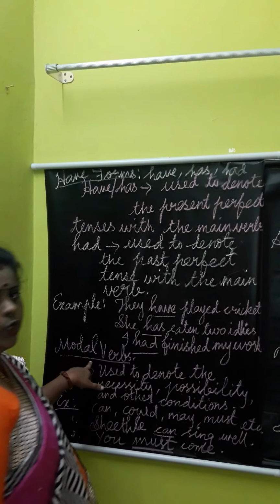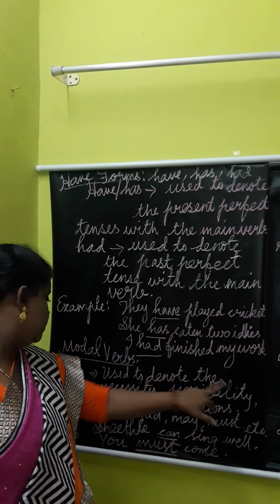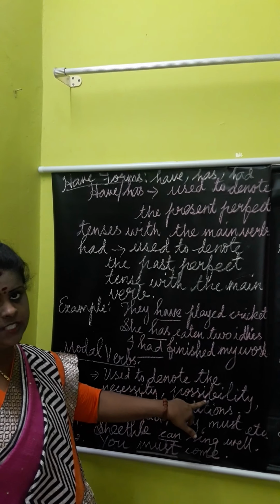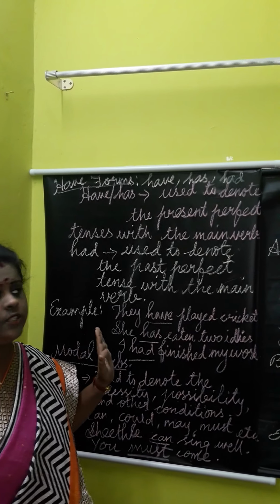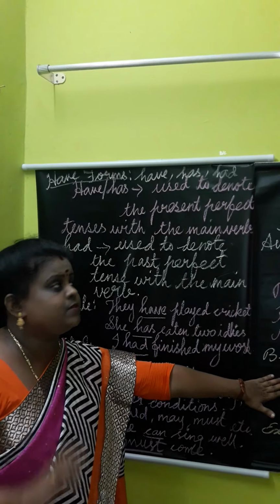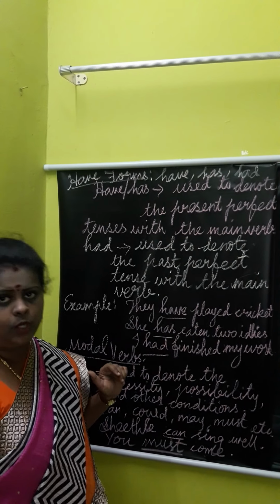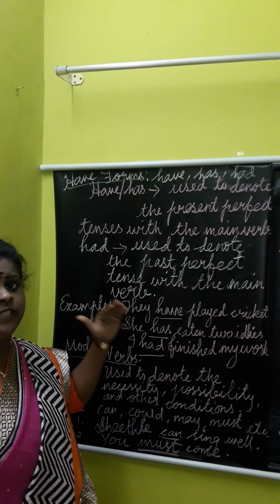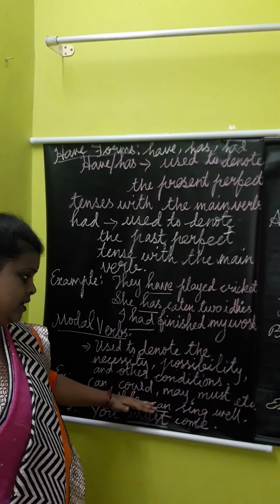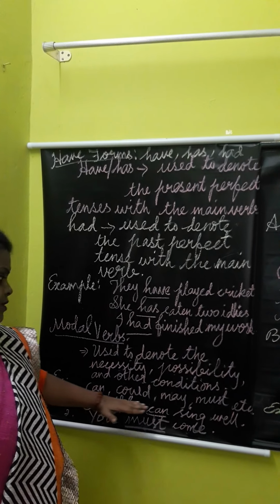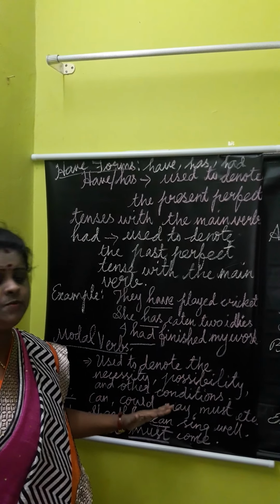And let's go to the modal verbs. Modal verbs are always used to denote necessity, possibilities and other conditions. And how many modal verbs are there? See here, 5 be forms are there, 3 have forms are there. How many modal forms are there? 13 modal forms are there. Let's see those 13 modal verbs in another video. For example, I have given a few: can, could, may, must. Likewise, 13 modal verbs we have.